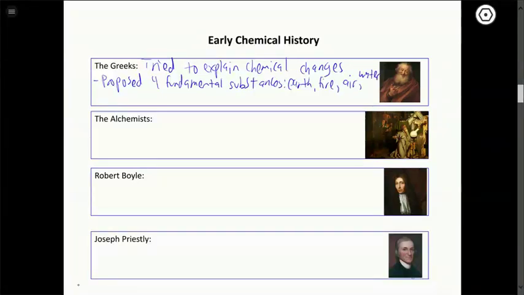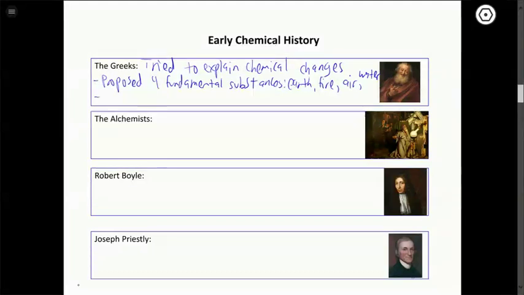Now, if there's any other 90s kids out there, you may remember Captain Planet. Earth, wind, water. Heart was not one of the fundamental substances, though. But anyway, it's a lot like that. There's 4 fundamental substances: earth, fire, air, and water, which they kind of propose as being the basis of all matter, overly simplified.